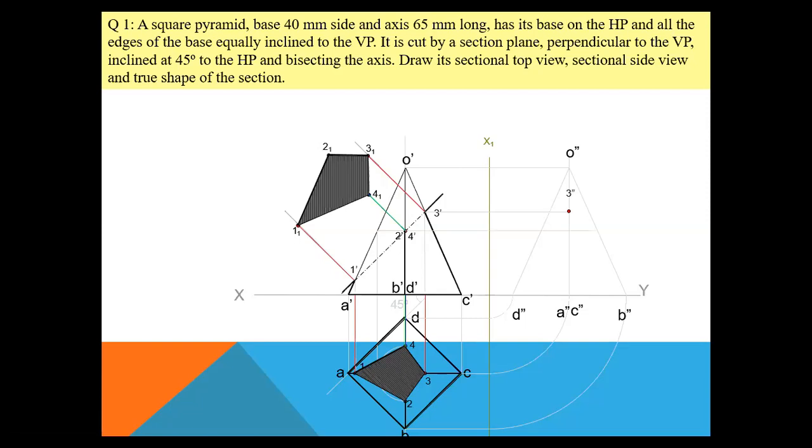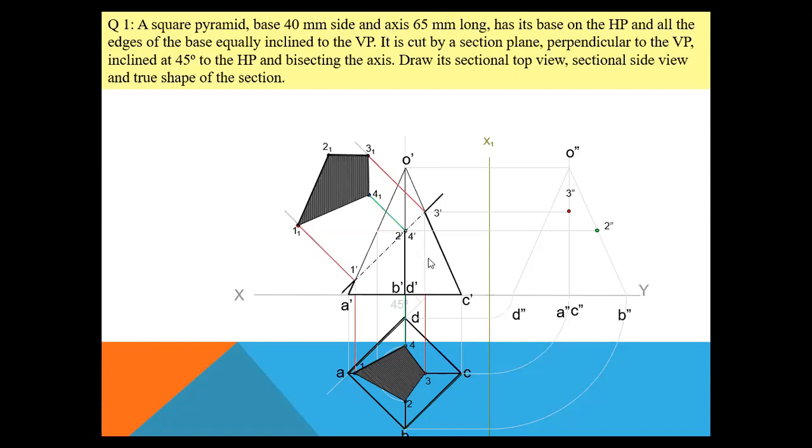Likewise, if I want to get 2 double dash and 4 double dash, identify 2 dash in your front view. 2 dash is cutting the O dash B dash edge. Identify the O dash B dash edge in your left hand side view, O double dash B double dash. This is that edge. From point 2 dash, I will draw a horizontal projection line and stop at this O double dash B double dash line. This point will be my 2 double dash point for my left hand side view.